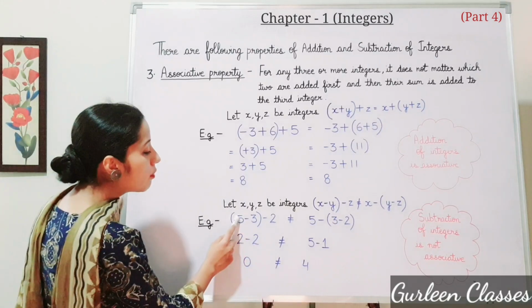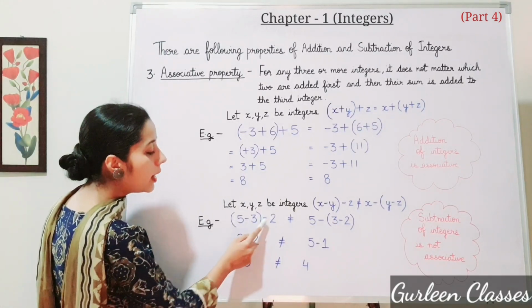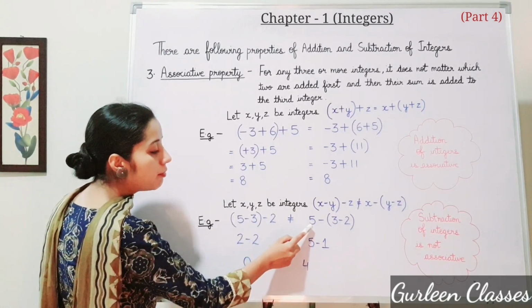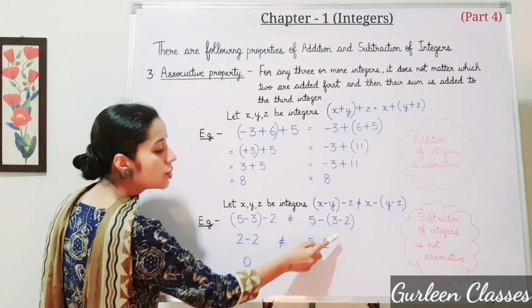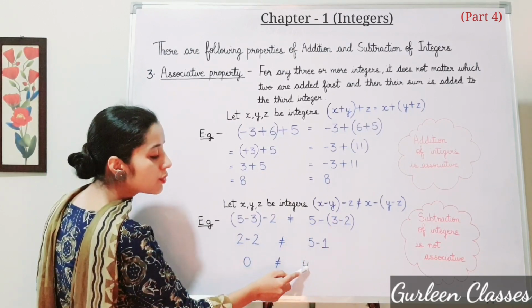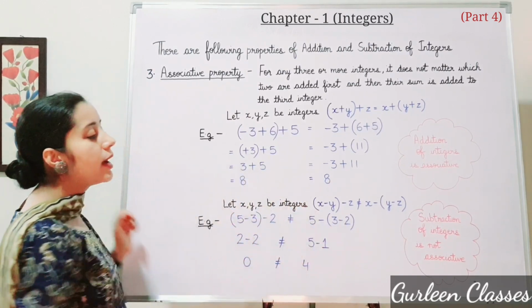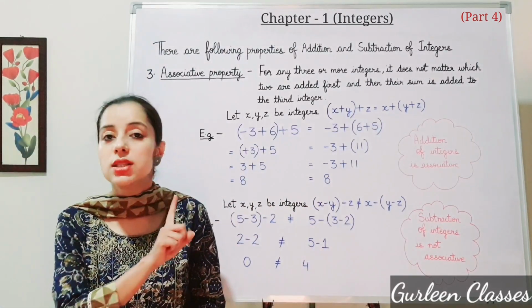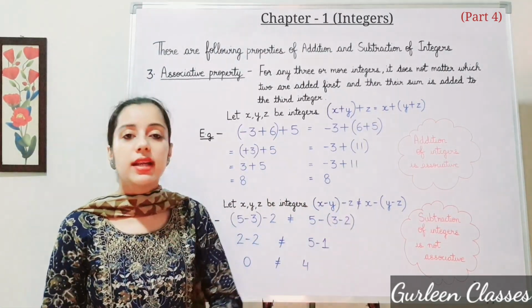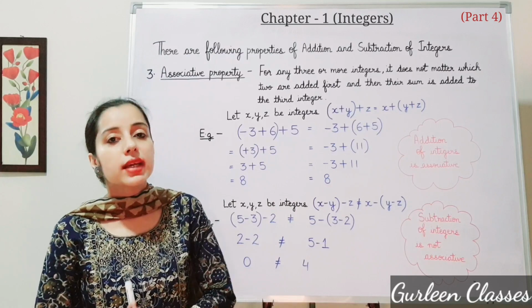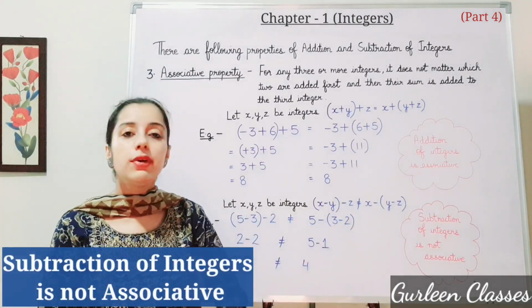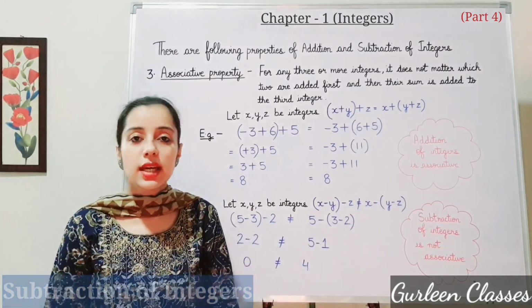Let us see. 5 minus 3 is 2. 2 minus 2 will be 0. Then 5 minus (3 minus 2), 3 minus 2 is 1. 5 minus 1 is 4. So here (x minus y) minus z is not equal to x minus (y minus z). So we can say that subtraction of integers is not associative.